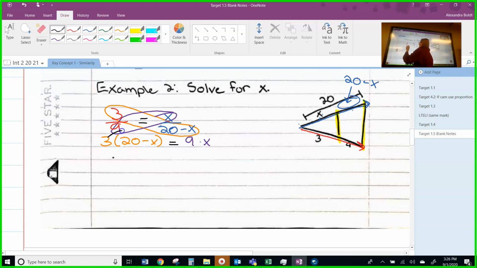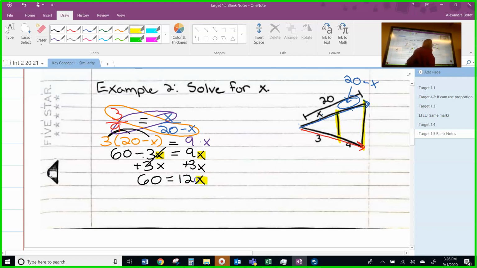So I'm going to distribute, so I have 3 times 20 and 3 times x, so that's 60 minus 3x. And 9 times x is 9x. Again, we're solving for x, and that x is in more than one place. I'm going to get rid of this minus 3x by adding 3x. And I'm left with 60 equals, well, 9x plus 3x is 12x.